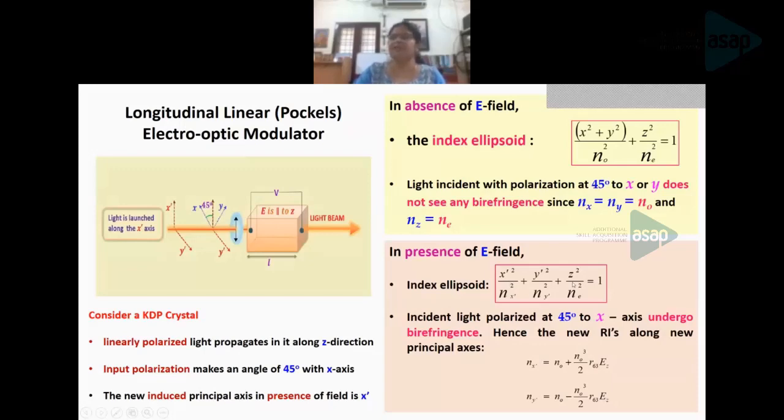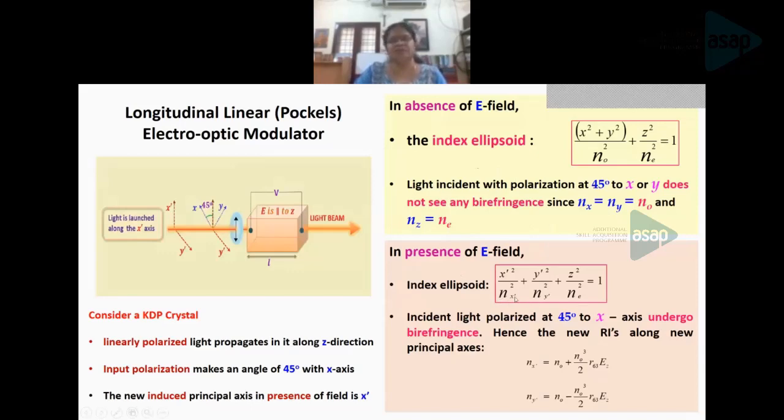So, KDP is already a uniaxial crystal. In the presence of electric field, it will become a biaxial crystal. Okay. For uniaxial crystal, you will get only 2 refractive indices for the media. But in the case of biaxial crystal, you will get 3 refractive indices because an induced birefringence, or the birefringence is altered in the presence of electric field here.